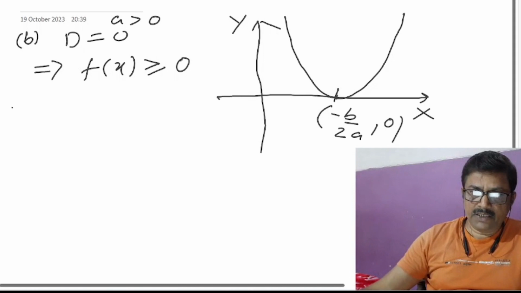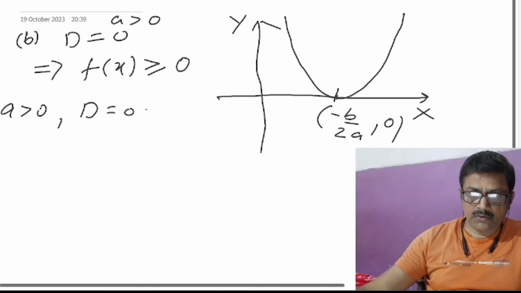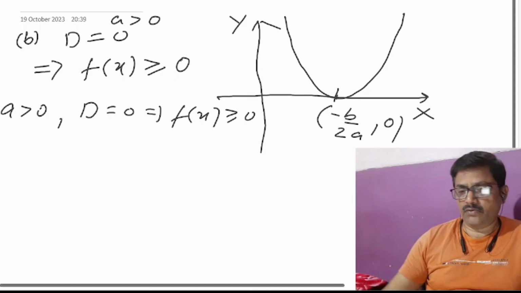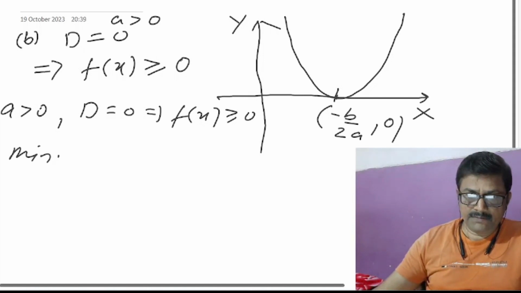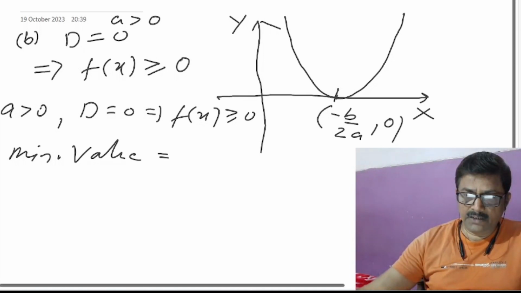So what result did we achieve? If A is positive and discriminant is 0, then our quadratic will always be greater than or equal to 0. Is it clear to you? You can see everything in your graph. Now I will take the minimum value of y. You can see the minimum value of y is 0, at x equal to minus b upon 2a.